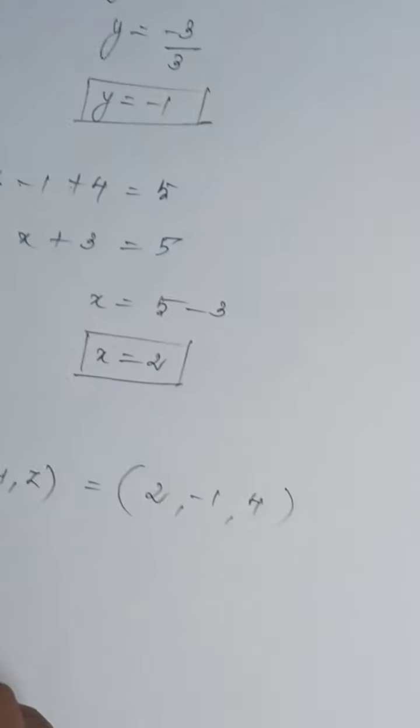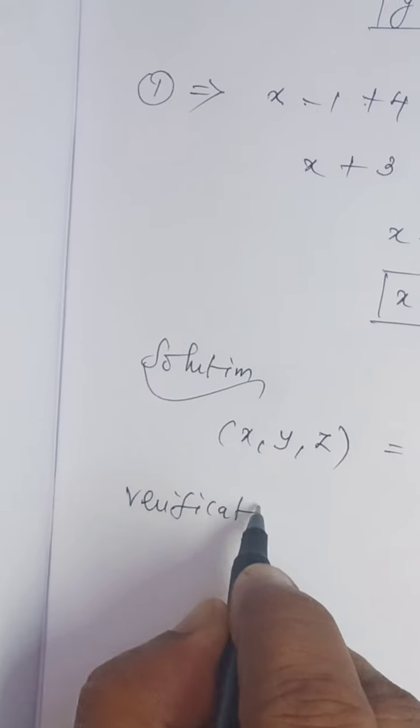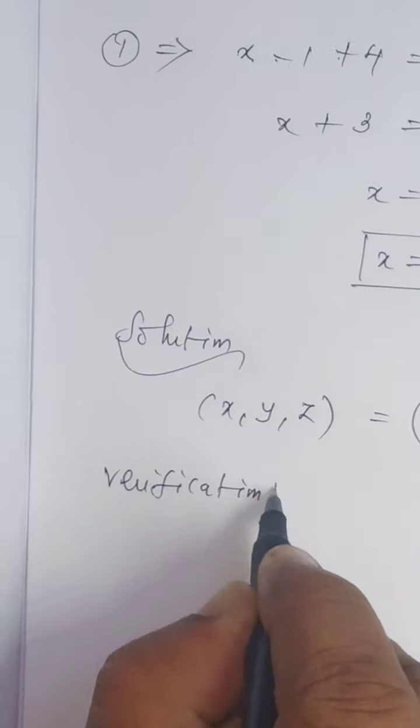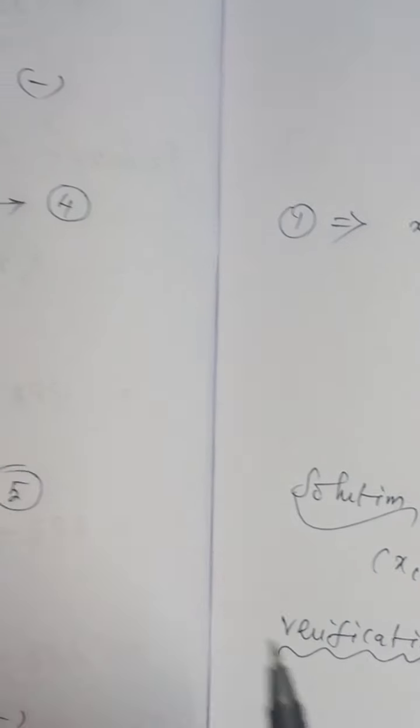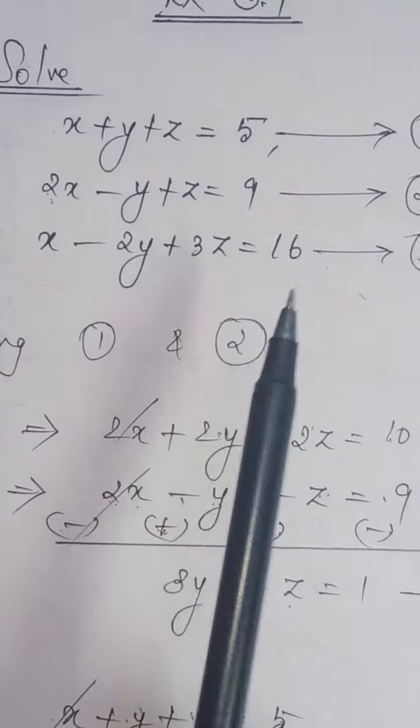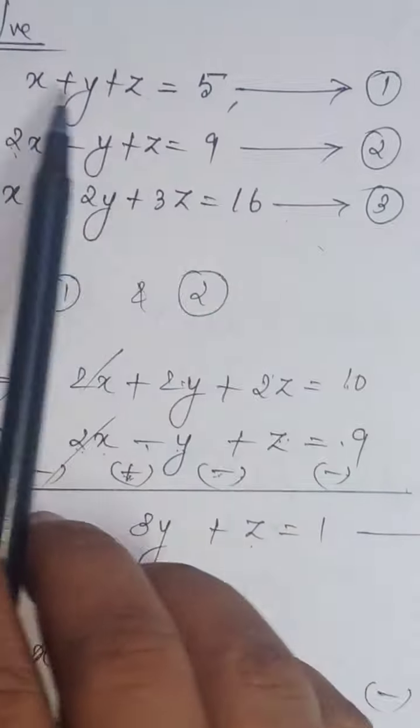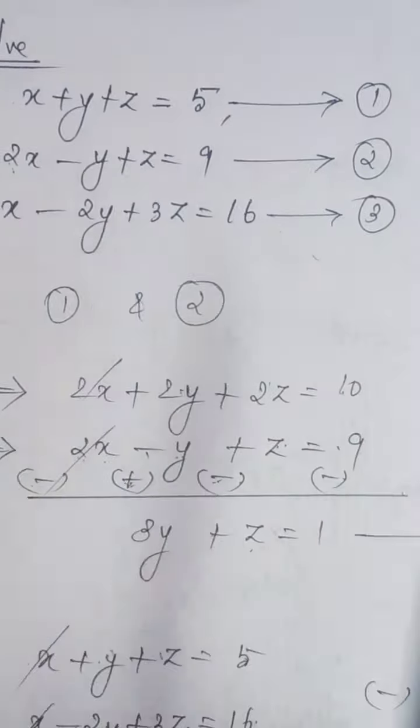You can verify whether the answer is correct or wrong. This is for our reference. No mark for the verification part. So which equation we haven't taken? We took that first equation at the last, correct? Now these two equations we haven't taken, so you can consider either 2 or 3 for verification part.